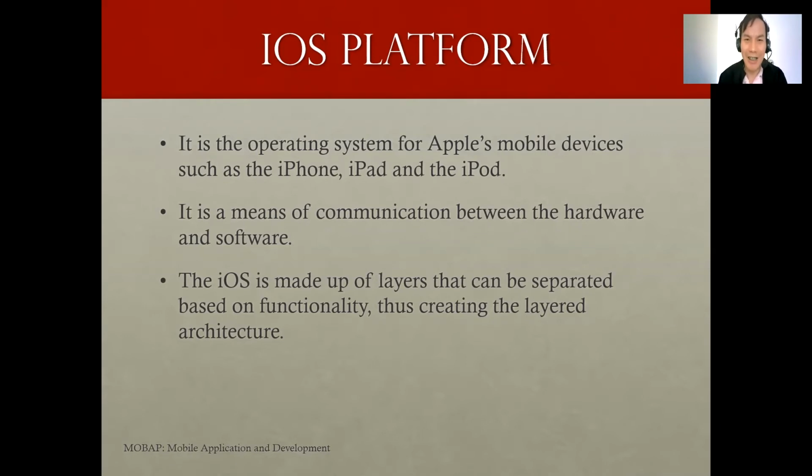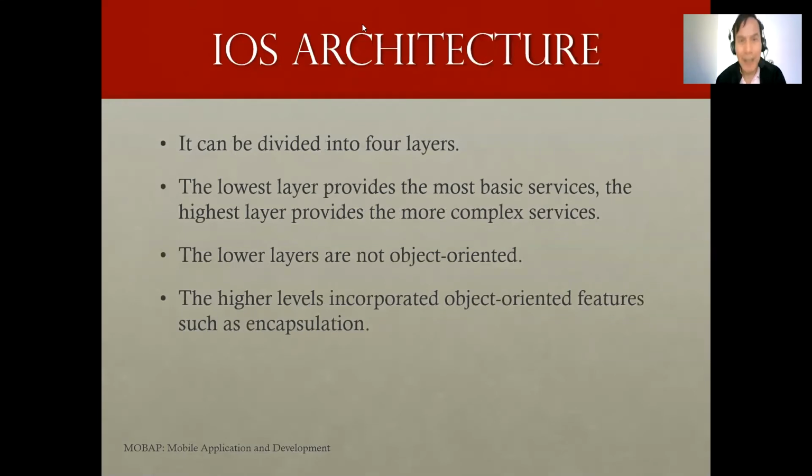It can be divided into four layers. The lowest layer provides the most basic services, while the highest provides the more complex services. When you say lower layer, it's technically not as object oriented; it's more on procedural language. The higher levels have features of OOP, or object oriented programming, such as encapsulation. You already know that OOP has inheritance, polymorphism, and encapsulation. Those are the higher level concepts, but we could concentrate on the encapsulation model, part of the layer.